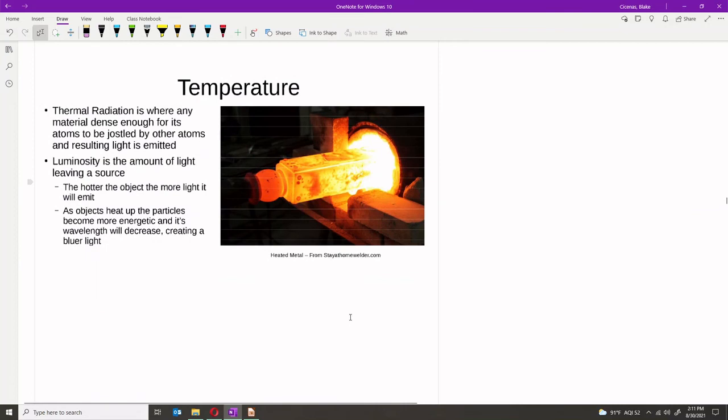Thermal radiation is basically where any material dense enough for its atoms to be jostled by other atoms has a resulting light that's emitted. This shows you really hot metal. At a certain point, you can actually see the hot metal because the atoms are rubbing against each other so vigorously that they're starting to give off photons.